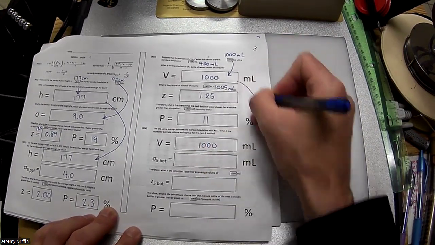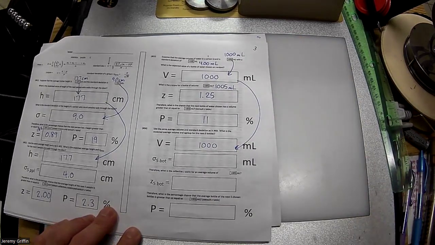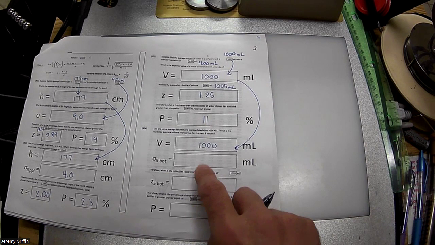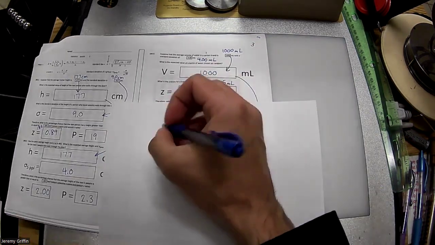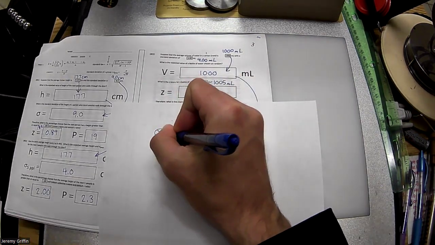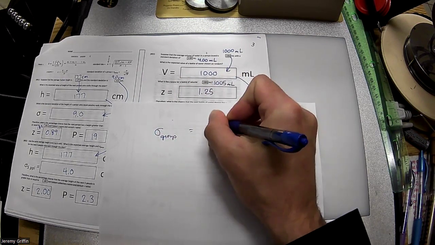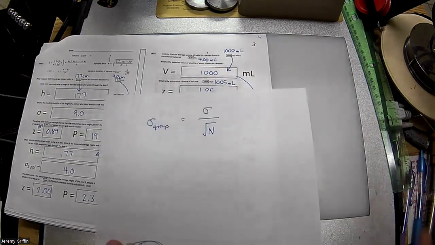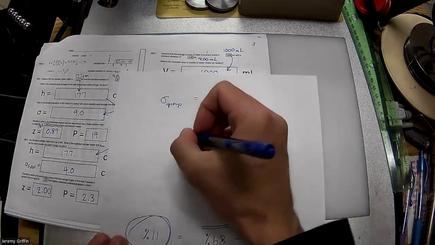Oh, same average as before. Same as before, right? Okay, so copy paste that. Now, what's the standard deviation for a group of 5 bottles? I remember how we did it for a group. We took the standard deviation for an individual and divided by the square root of the number in the group.